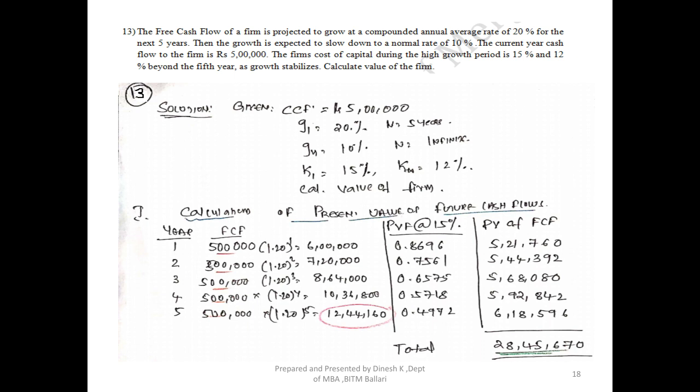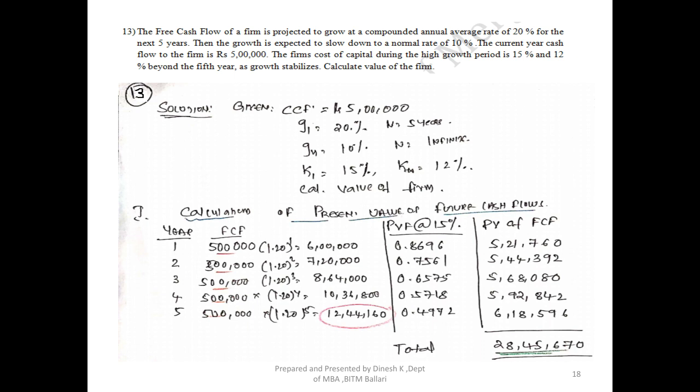The current year cash flow is given as 5 lakhs. For the next year, it is going to grow 20% every year for the next 5 years. After 5 years, it is going to grow at 10% till the life of the company. The firm's cost of capital, that is the required rate of return of the company, is 15% for the first 5 years. Beyond 5 years, it is going to be 12% till the life of the company.